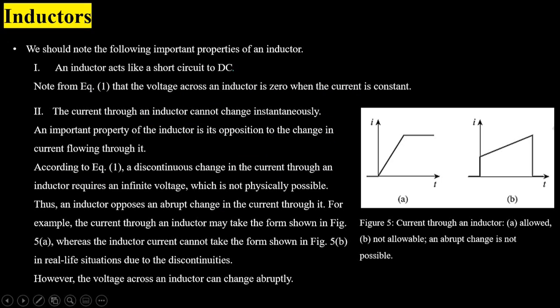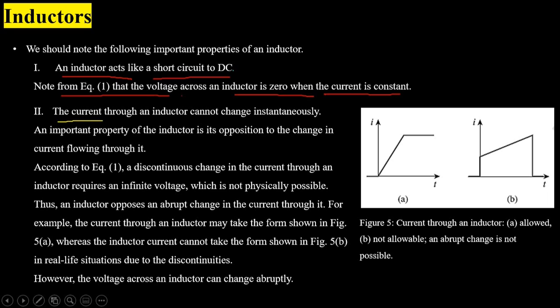Now we will study important properties of an inductor. The first property is that an inductor acts like a short circuit for DC. From equation 1 we know that the voltage across an inductor is directly proportional to the rate of change of current. If a DC source is applied, then the rate of change of current will be equal to 0, so the voltage will also be equal to 0. And in the case of a short circuit, we have voltage equal to 0. Therefore, an inductor acts like a short circuit for DC, or when a constant current is applied.